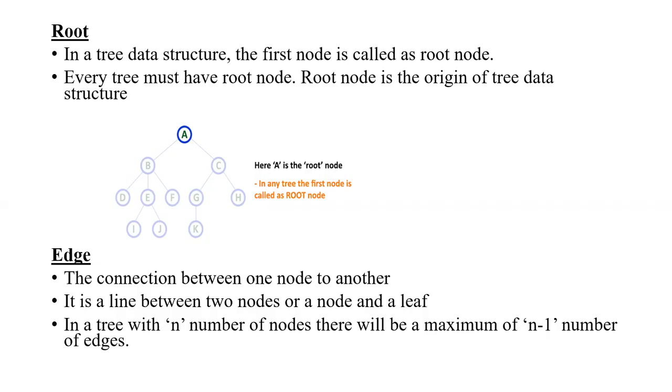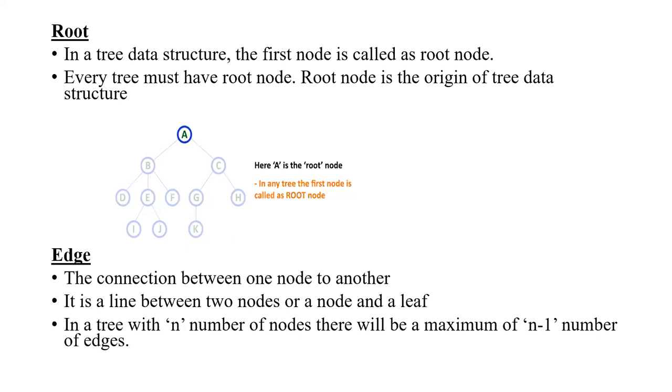Root. In a tree data structure, the first node is called the root node. Every tree must have a root node. The root node is the origin of the tree data structure, and in this diagram, A is the root node. In any tree, the first node is called the root node, from which all the other nodes are emerging.